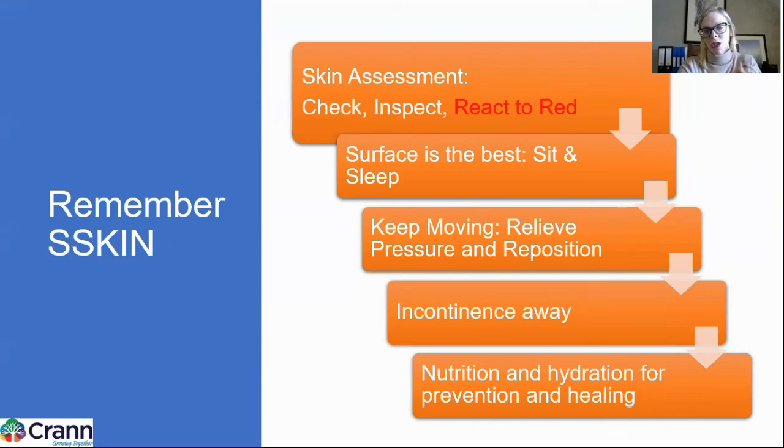Relieve the pressure, change your position, and check it again in about 15 minutes. And if you find that it isn't blanching again and remains red, then you need to really be looking for help at that stage to try and catch that early so it doesn't develop further.